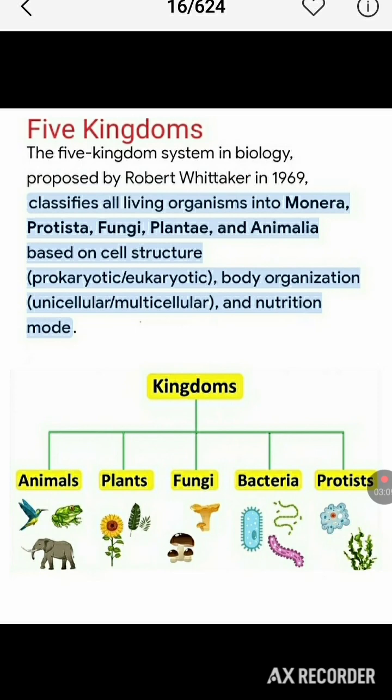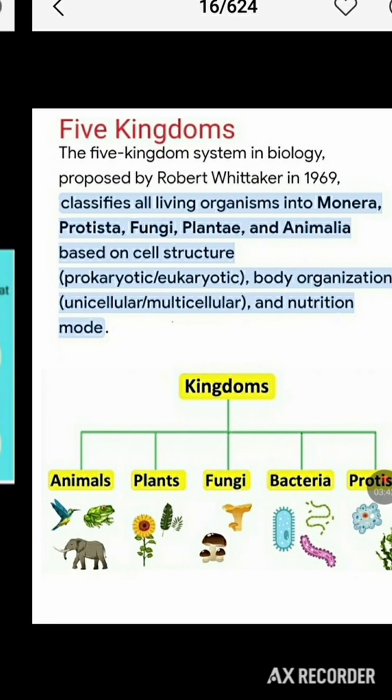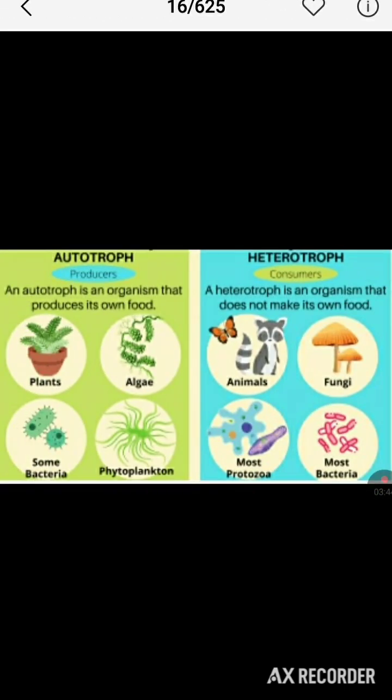But the most approved system was the five kingdom system, which was proposed by Robert Whittaker in 1969. According to the five kingdom system, the living organisms are categorized into kingdom Monera, kingdom Protista, kingdom Fungi, kingdom Plantae, and kingdom Animalia. These five kingdoms contain living organisms which are categorized on the basis of cellular structure, body organization, and mode of nutrition. Cellular structure means either they are prokaryotic or eukaryotic. Body organization means either they are unicellular or multicellular. And nutrition mode means either they are autotrophs or heterotrophs.